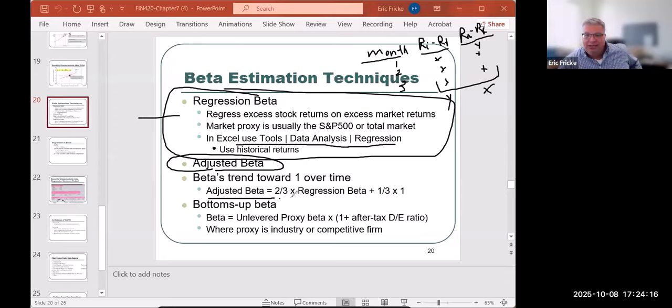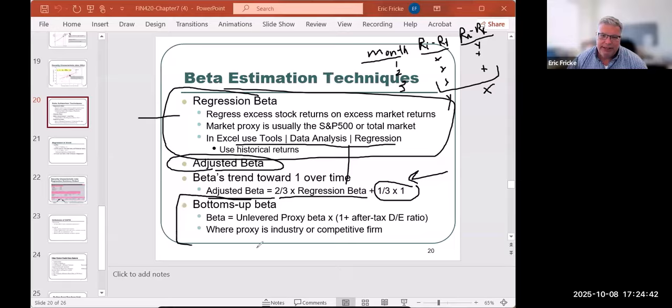What it says is you take 2/3 times the regression beta that you calculate up here, and you average it with 1. Add in 1/3 of just the number 1. Because what they found is that a company's beta might all of a sudden go crazy, but then it goes back closer to 1. So they found that this method does a slightly better job.